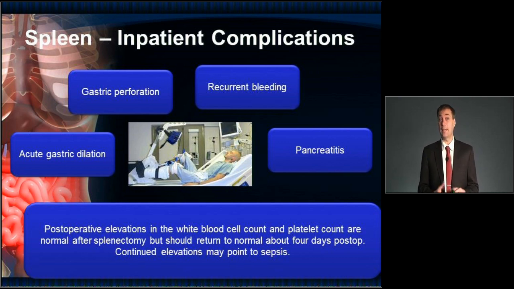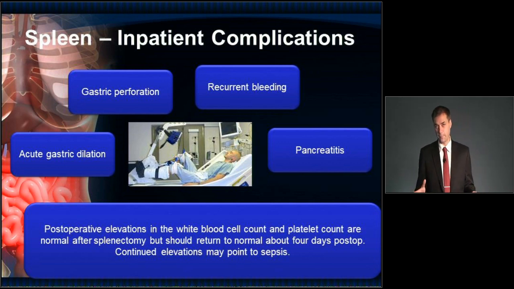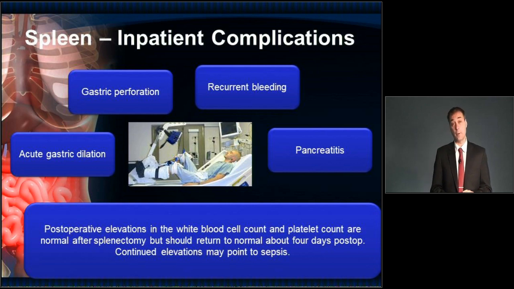They can have acute gastric dilation and gastric perforation. That has to do with the proximity of the spleen to the stomach. They can have recurrent bleeding post-operatively, or even for a non-operative spleen, it can start to bleed again days later. The tail of the pancreas sits on the spleen, and so especially post-operatively, after splenic repair or splenorrhaphy, patients may develop pancreatitis. Another thing to watch for is post-operative elevations in either the white count or the platelet count.